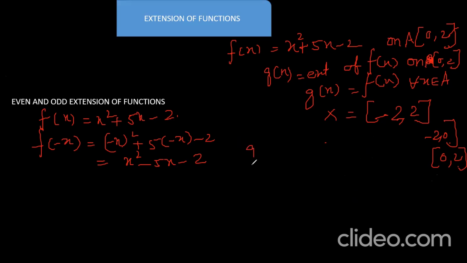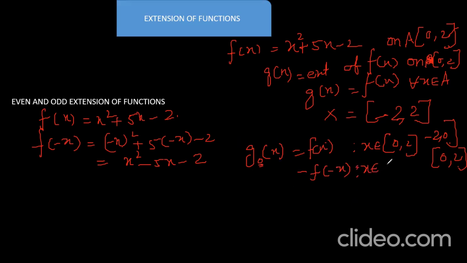Okay, g o of x, I am taking the odd function. This is the odd function. g o of x is equal to f of x, x belongs to (0, 2). And similarly, minus f of minus x, right? Because it is an odd function, you will get minus f of minus x, and then x belongs to (-2, 0). So f of minus x is equal to minus f of x, so it is going to be odd.